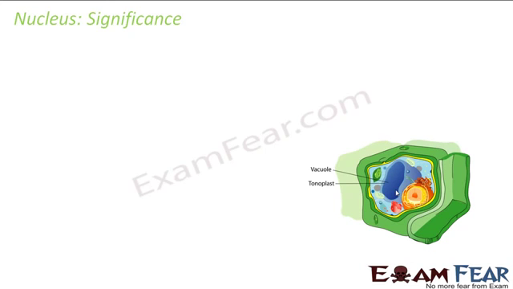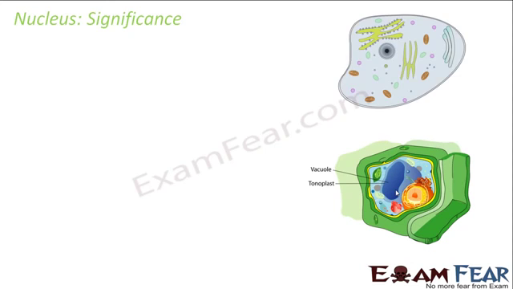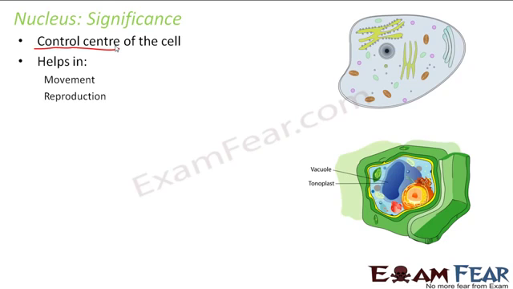So let us look at the significance of nucleus. What is the purpose of having a nucleus inside a cell? It is the control center of the cell. So a big name, control center. Why do we call nucleus the control center of the cell? Because it controls many activities. Because it helps in movement, it helps in reproduction. So now, helping in reproduction becomes a very significant thing.